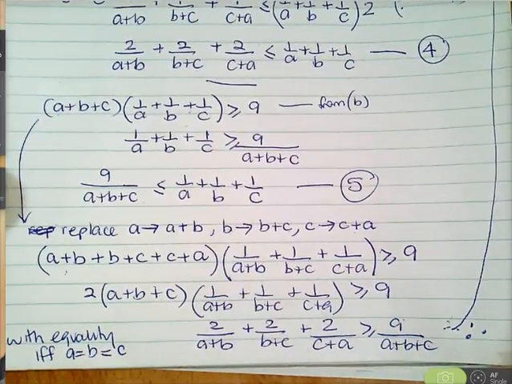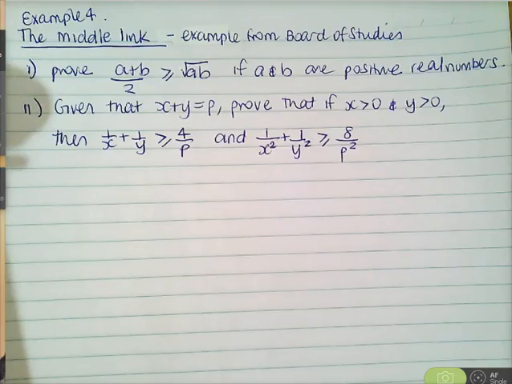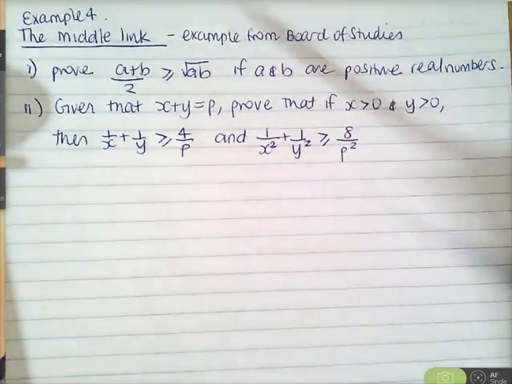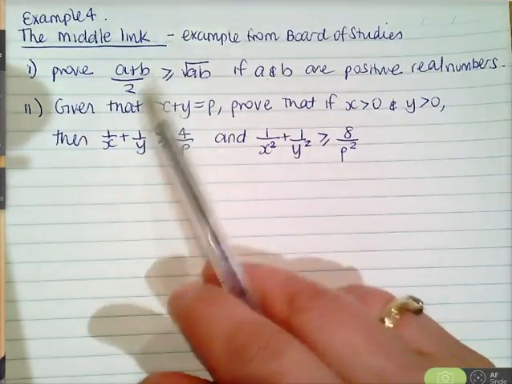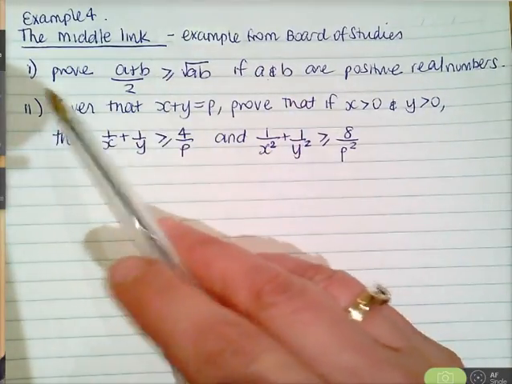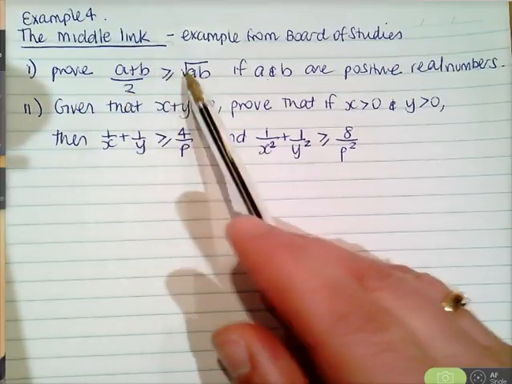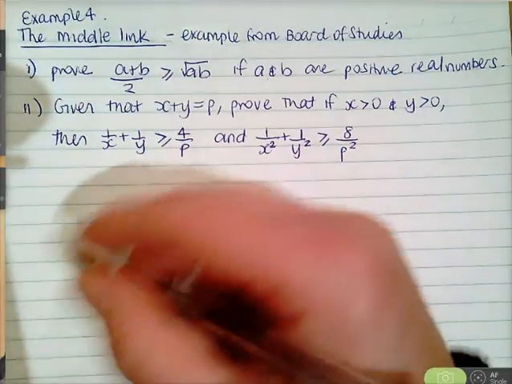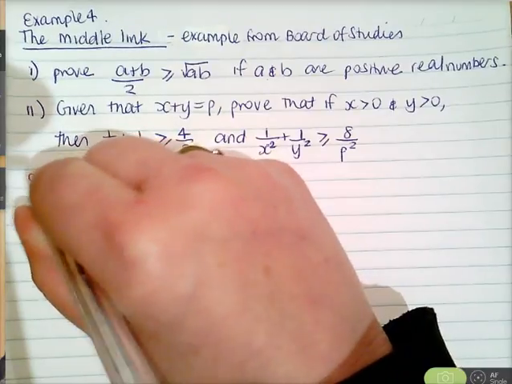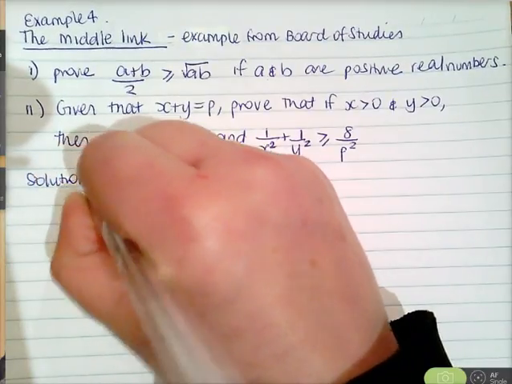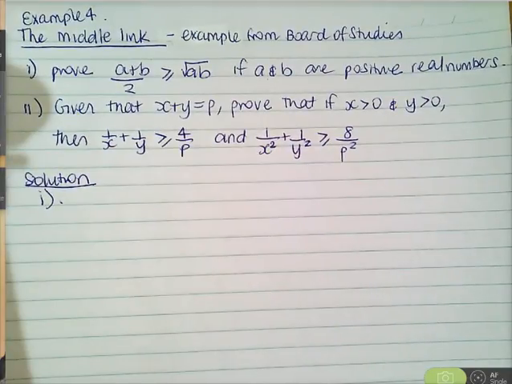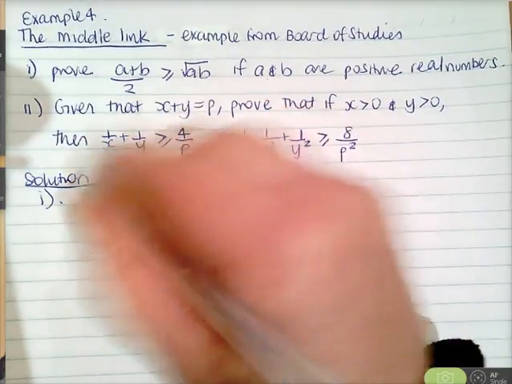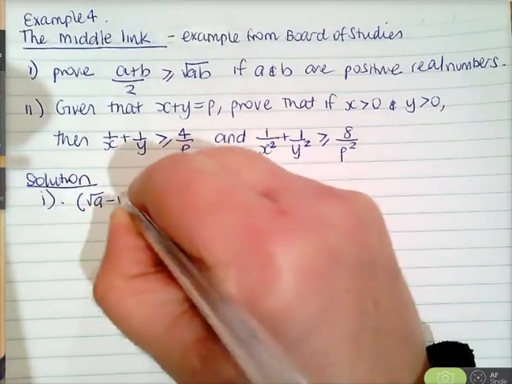Okay. Briefly spoke about the middle link in video 1. This is an example from the Board of Studies. It's example 4 that we're doing. Here we've already proven, I've shown you this proof before, but we have to prove that A plus B over 2 is greater than or equal to the square root of AB. You can pause the video and try that on your own, and then you can restart the video when you're ready. Okay. All right.